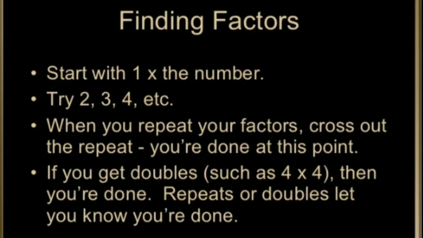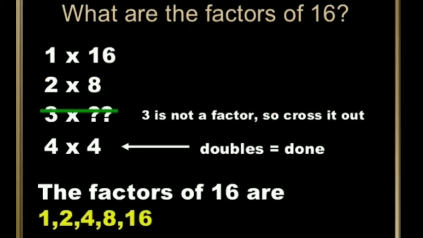First one, what you have to do, you have to start with 1, multiply the number, then try with 2, 3, 4, etc. When you repeat your factors, cross out the repeat. You are done at this point. And if you get doubles such as 4 into 4, then you are done. Repeats or doubles let you know that you are done. We have gone through many examples for this. Let us understand this with the help of example of 16, which we have studied also earlier.